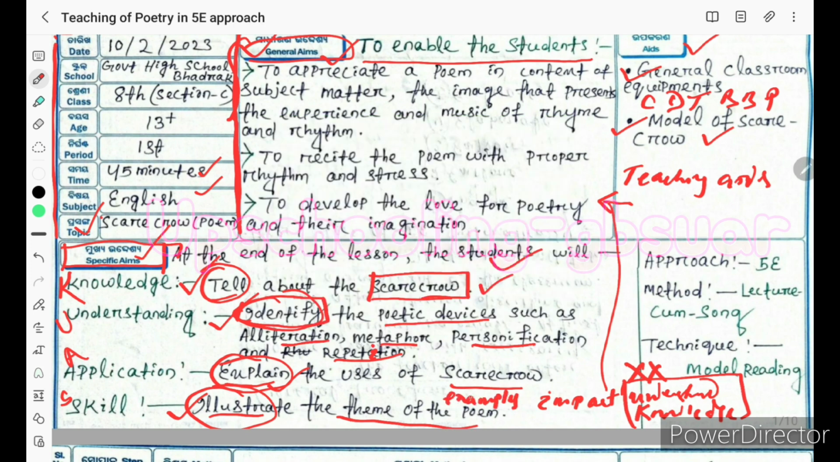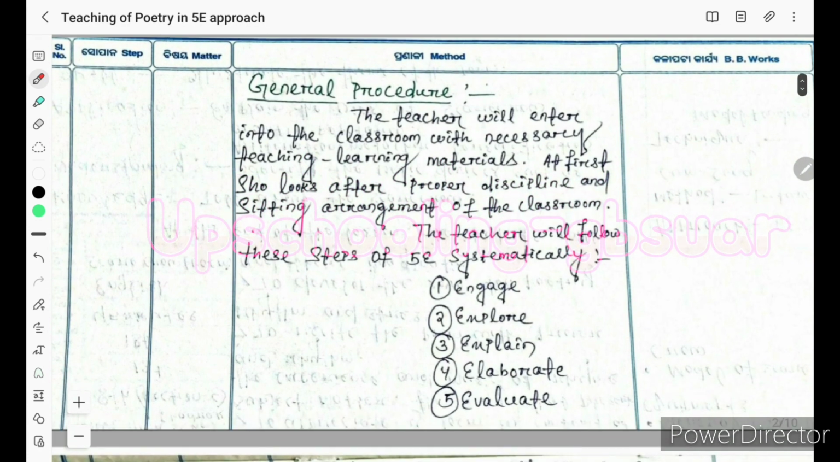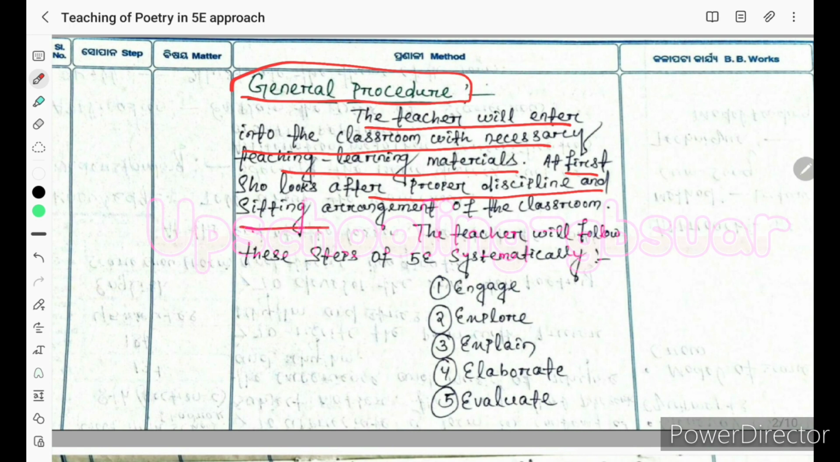Here I have used the 5E approach. There are various methods and techniques used to teach poetry. Here I have used the lecture cum song method and model reading as my technique. Here is the general procedure that the teacher follows while teaching. At first, the teacher enters the classroom. He or she looks after the proper discipline and sitting arrangement of the classroom.